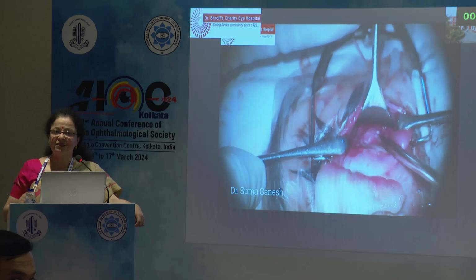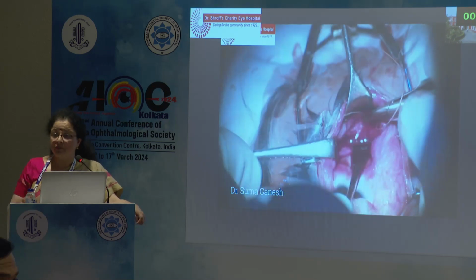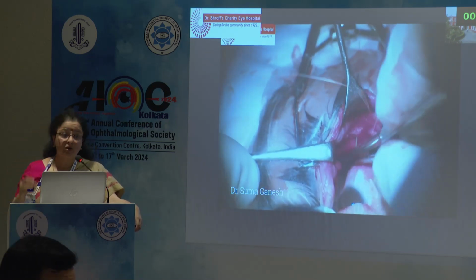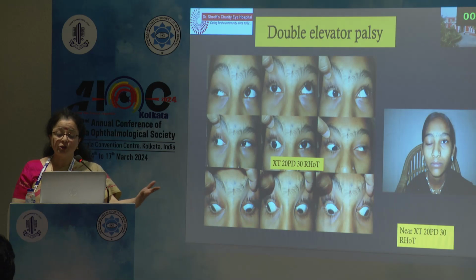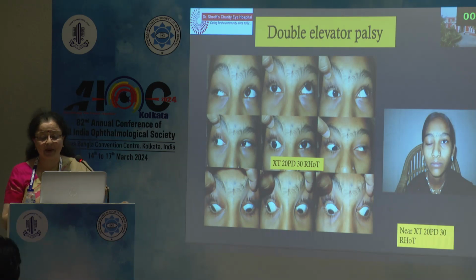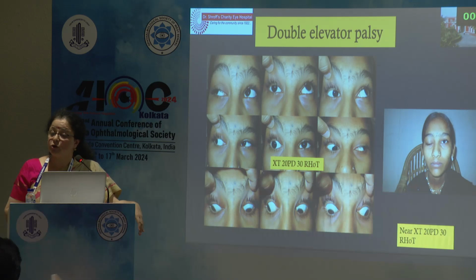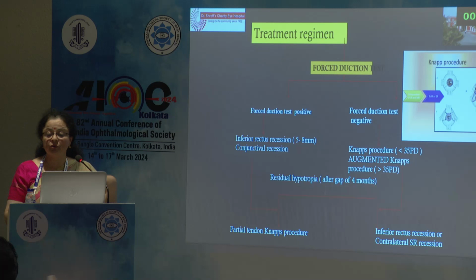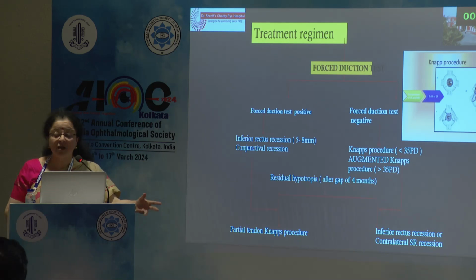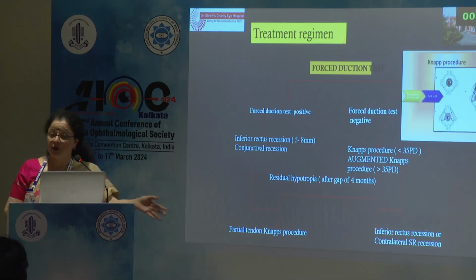But in these cases, there should not be any hypotropia. If there's hypotropia, this doesn't work so much. She nicely presented on double elevator palsy, same thing. This also had the same 20 exo with right hypertropia. She said we could do a Nishidas technique, or we could do a NAPS procedure.